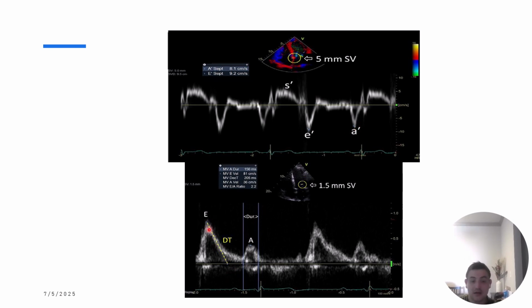The deceleration time you can calculate here from the peak to the base is less than 140. That is going to tell you elevated left atrial pressure. Why? Because you don't have enough time to equalize pressures from the LA to the LV.